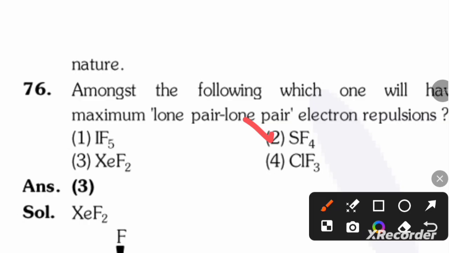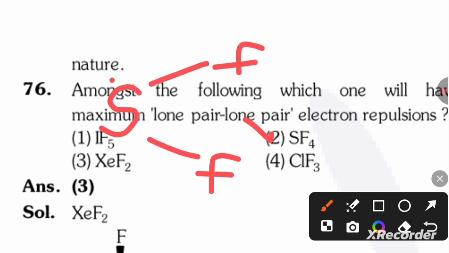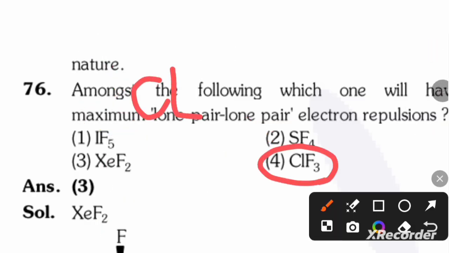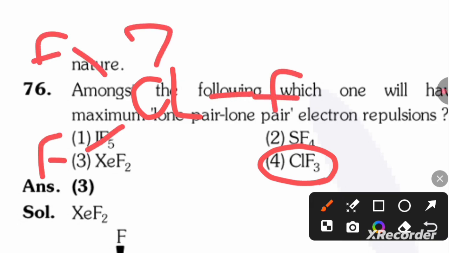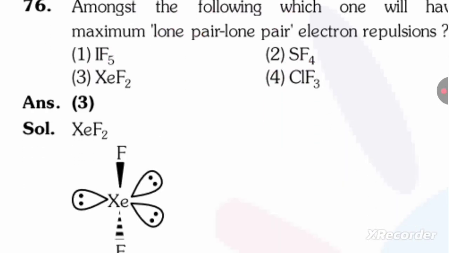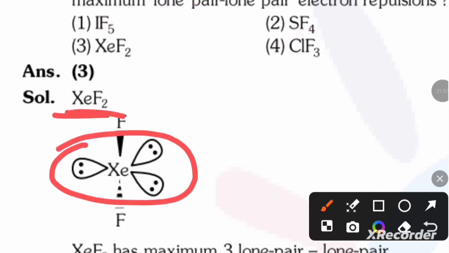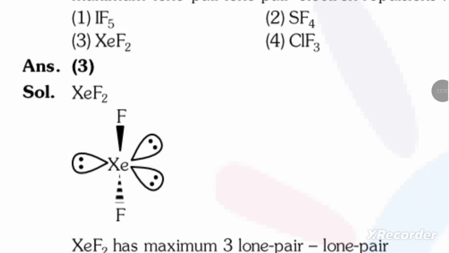Let us see SF4. In SF4 also we can find 1 lone pair only. Let us see ClF3. In ClF3 we can find 2 lone pairs. So there also we can find less repulsion. Whereas in XeF2, because of the presence of 3 lone pairs, we can find more lone pair repulsion.